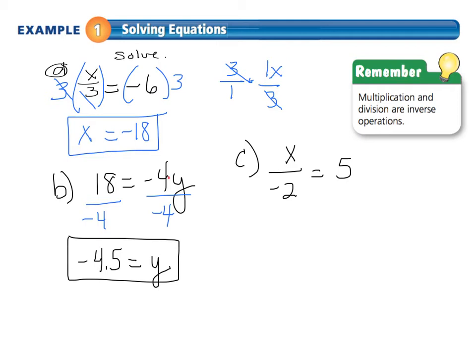You have to undo what? This is division. So how do you undo division? You multiply. So what's the opposite of dividing by negative 2? It's multiplying by negative 2. Important: this is not 2. This is negative 2. Negatives are your friend. Please do not leave them alone underneath. We have to multiply by the same number. So this gives us x equals negative 10.